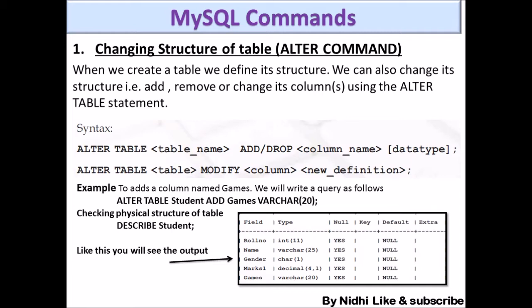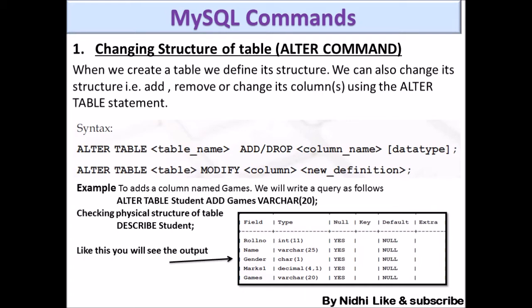See here, an example is given. If you want to add a new column with the name games, you will write a command like this: alter table student, where student is the name of the table, and since we are adding a column, we write add games, which is the name of the column. In this games column we want to store the data type varchar, the names of the games. So we write varchar, then give it a size, and then a semicolon. So this command is completed. That means we are adding a new column with a new data type.